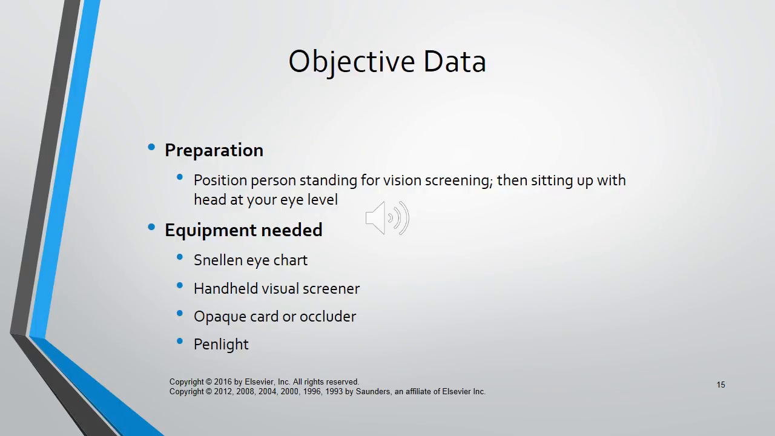For your physical assessment of the eye, you generally are going to have the patient standing for their vision screening, and that's when you would use the Snellen eye chart. And then for the remainder of the screening, you would have them sitting on the edge of the exam table and complete the remaining steps.